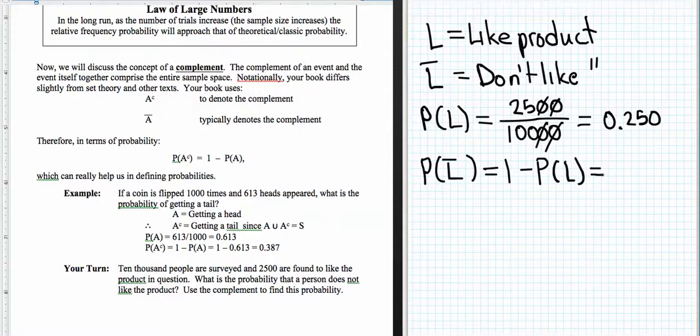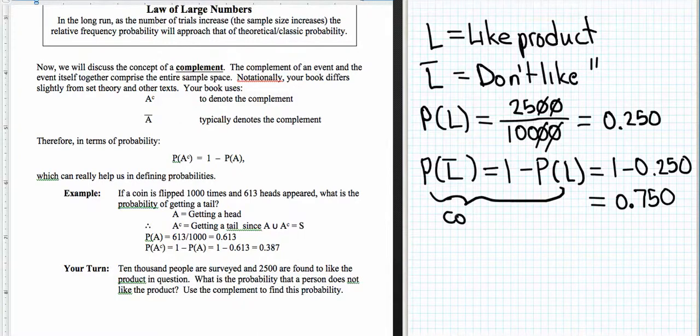And that would look like 1 minus this 1/4. And we should all know, because of money, that that's equal to 3/4, or 0.750. And so that's the probability of not liking it. That's the complement idea right here, right? This is the complement that we were talking about and we had defined. We had defined that in terms of set theory, and now we're using it in terms of probability.